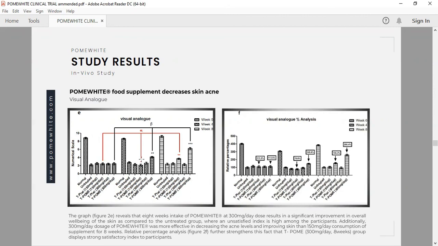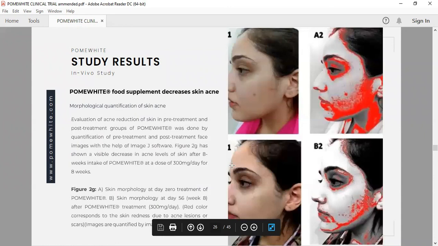After the treatment with Pomewhite, their levels are again increasing day by day. And at 8 weeks of treatment, we got a considerable increase, obviously not equal to normal, but moving towards the normal levels of the visual analog. Similarly, the percentage analysis of the visual analog also proves this fact, that almost a 2 to 3 times increase was there. This means that the wellness of skin increases in acne people so much after the treatment with Pomewhite.